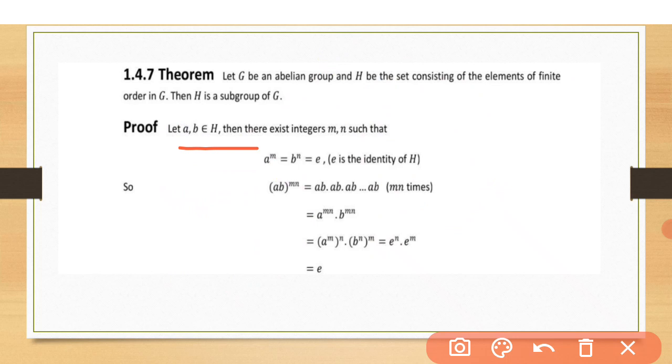Let A, B belong to H. Then there exist integers M and N, as we discussed earlier, since H consists of elements of finite order. So M and N are finite numbers. So A raised to power M gives us the identity and B raised to power N gives us the identity, because M is the order of A and N is the order of B. So the order of an element gives us the identity element.